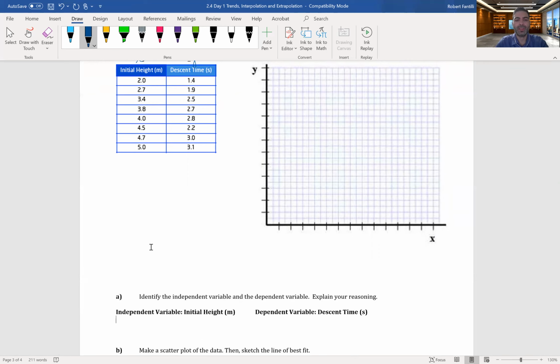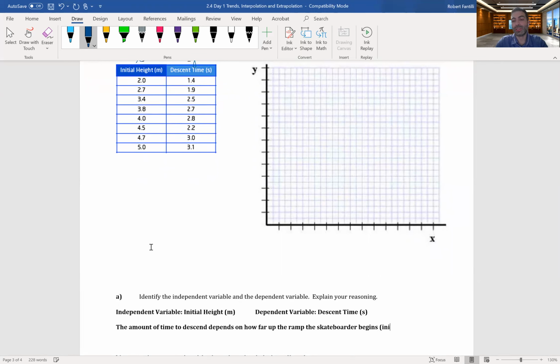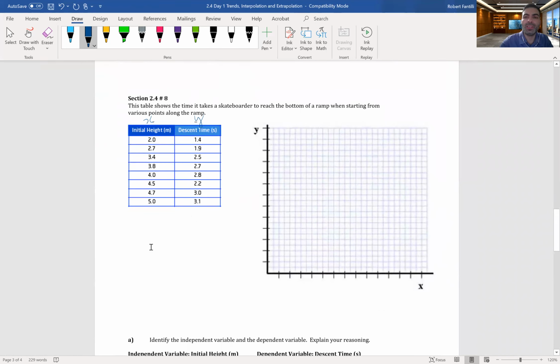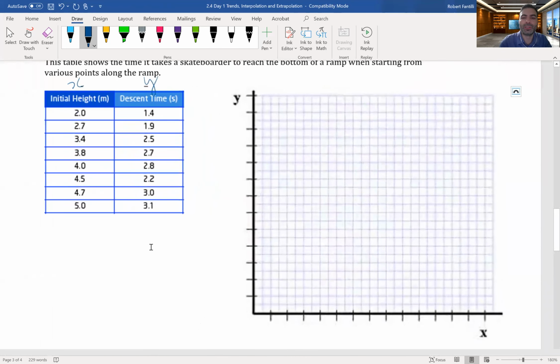Okay, it says explain. So the amount of time to descend depends on how far up the ramp the skateboarder begins, which is the initial height, really. So obviously the higher you start from, the longer it's going to take you to descend. Then it says make a scatter plot and then sketch the line of best fit. We're going to learn how to do that with our GDC, not in this lesson today specifically, but we're going to learn how to do the same thing.